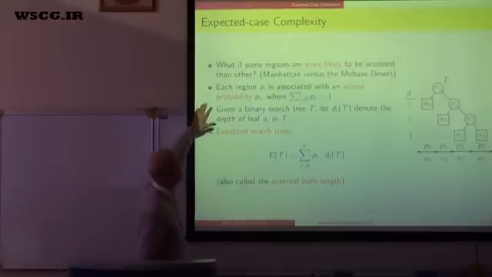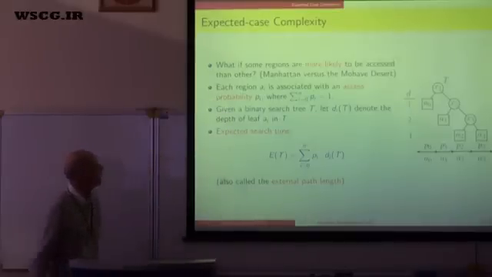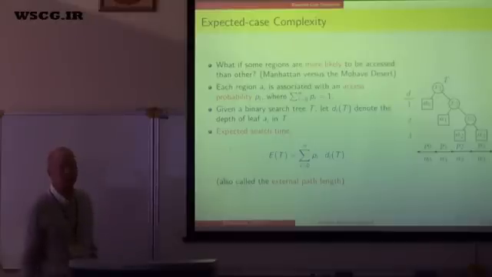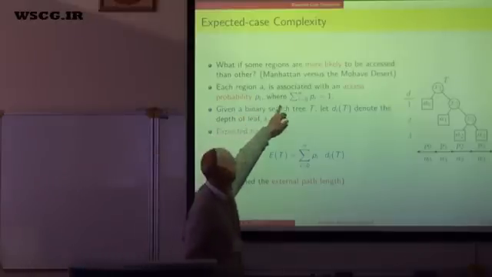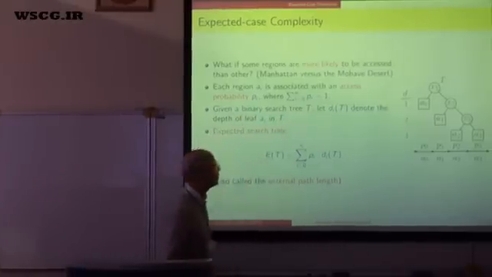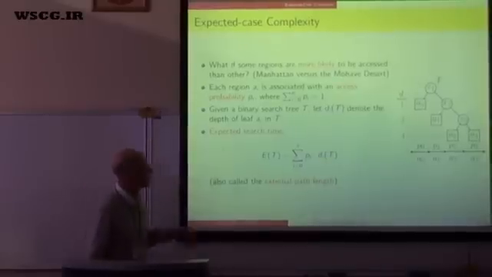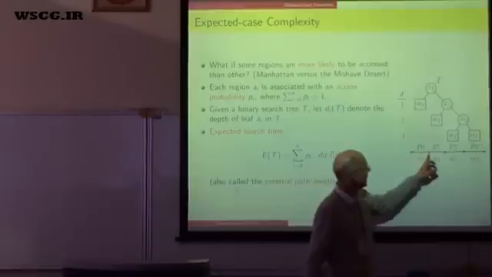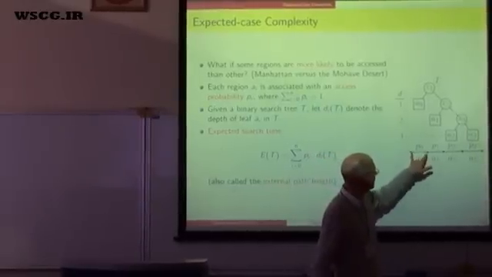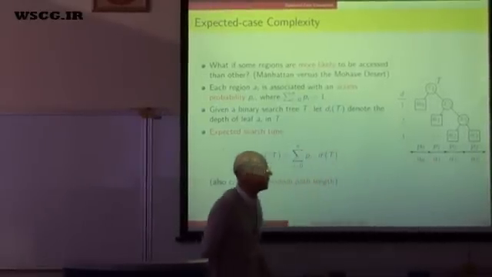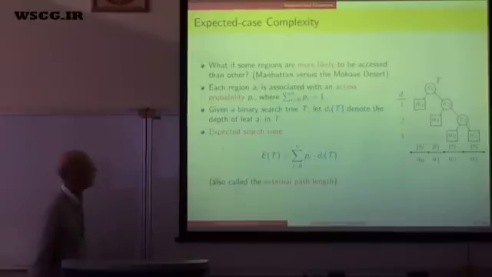So the idea here is that I want to imagine that each region, A sub i, is going to be associated with an access probability denoted P sub i. Okay, and obviously the sum of the P sub i's should be equal to 1. And again, I'm going to be assuming that the access does not occur to the point itself. So I'm just imagining that I'm only accessing the intervals in between.